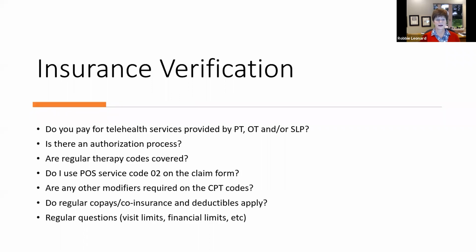The other question to ask is, do regular co-pays, co-insurance, and deductibles apply? Right now, during the COVID-19 pandemic, we are seeing some of our payers waive co-pays and deductibles and co-insurance if the patient is doing a telehealth visit instead of a traditional in-office visit. So you might find that there is less cost sharing with your patients right now during this time of crisis if you're providing this alternative delivery model.